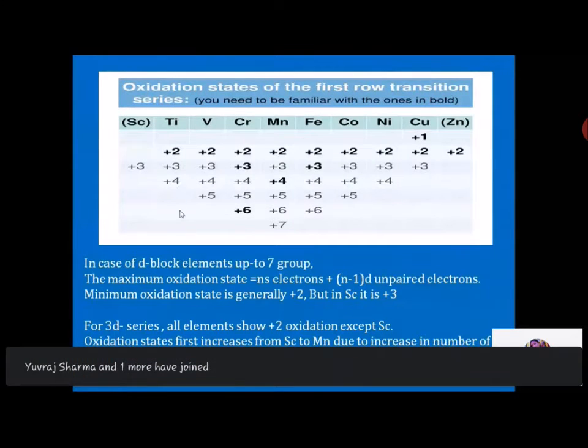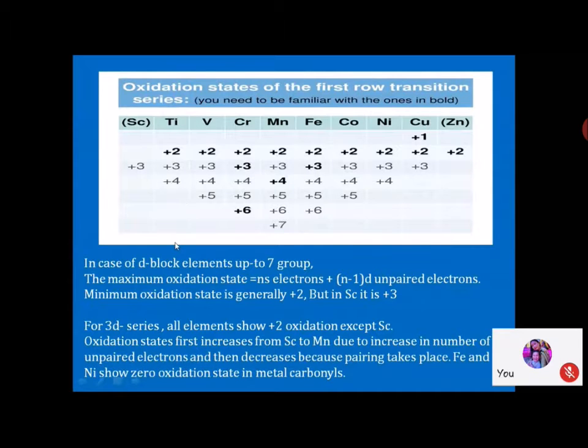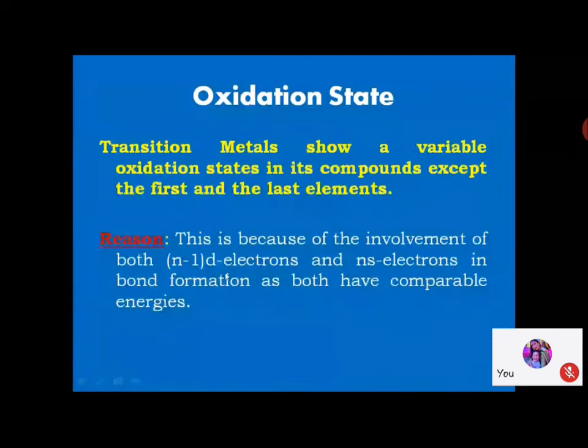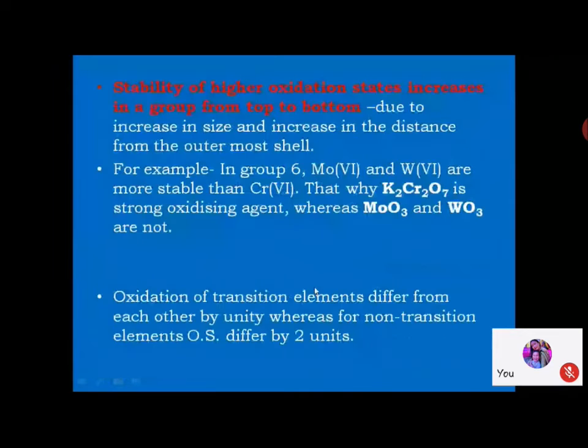Whereas in non-transition elements, the oxidation states differ by 2 units, for example +4, +6. So in transition elements the oxidation state difference is by one unit only, whereas for non-transition elements it is by 2 units, right?